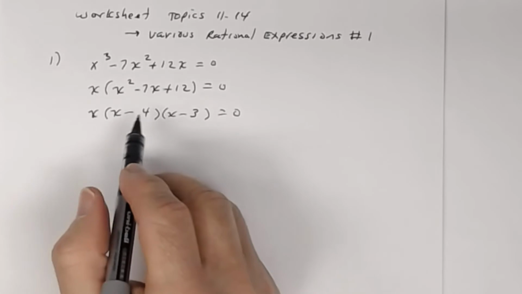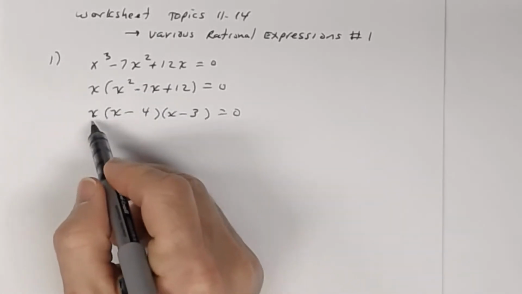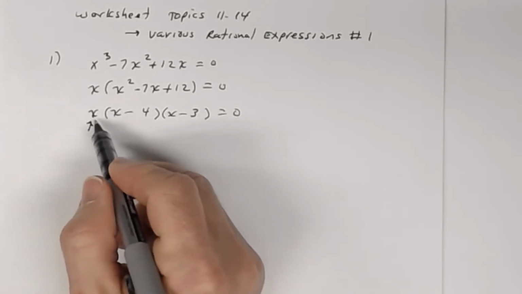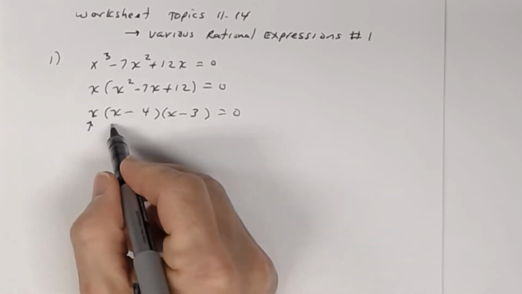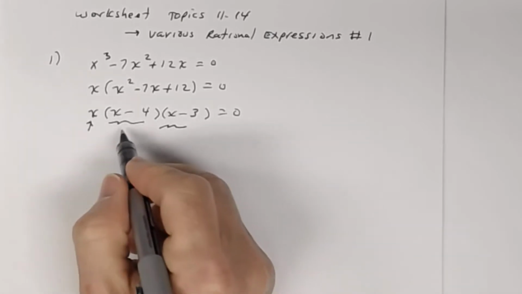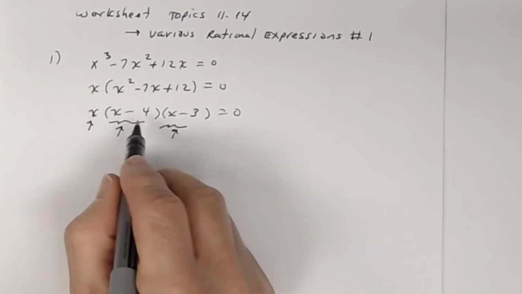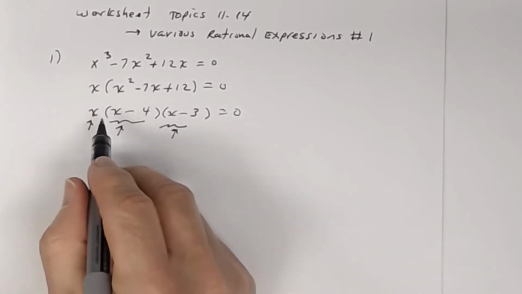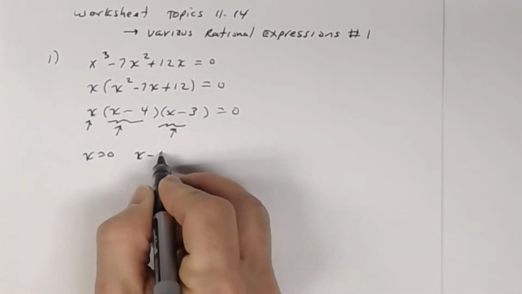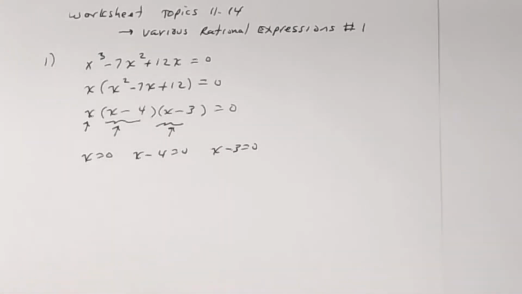Once you factor this polynomial, you have to use the zero factor property because you have three factors: the variable x, the expression x minus 4, and the expression x minus 3. There are three expressions whose product is 0, so one of these factors has to be 0. We set each of these factors equal to 0 and then solve for the variable x.